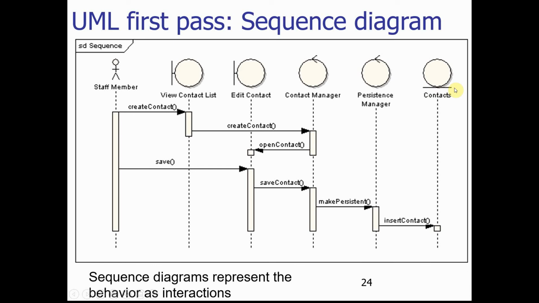So here for any sequence diagram, there are usually three objects involved: the boundary, control, and the entity. So we'll get to the detail of this in the future.